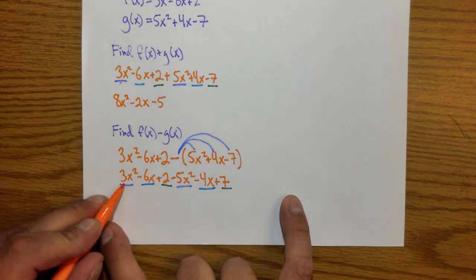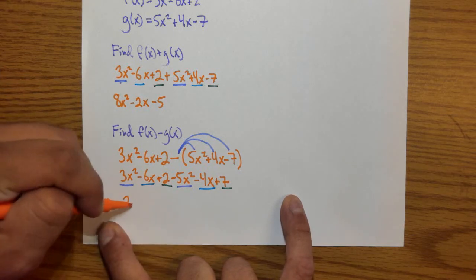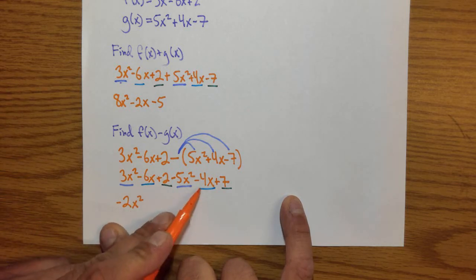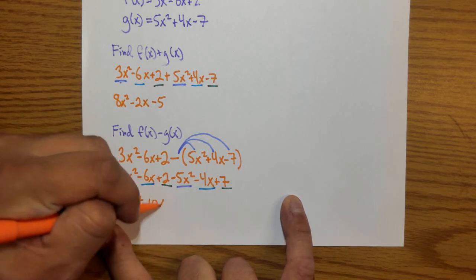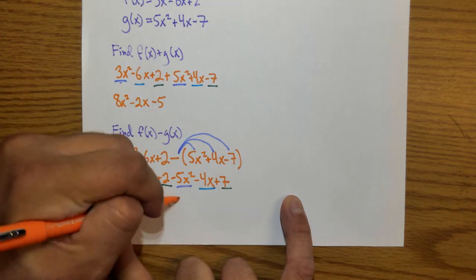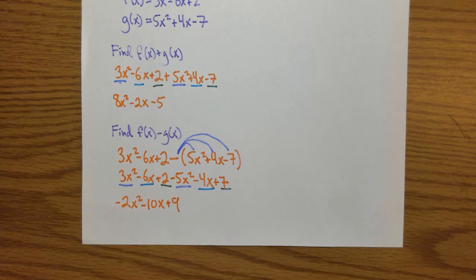We're going to have 3x squared minus 5x squared now, which is going to give us negative 2x squared. Then negative 6x minus 4x is going to give us negative 10x. And then 2 and 7 give us positive 9. So that's the difference of those two functions.